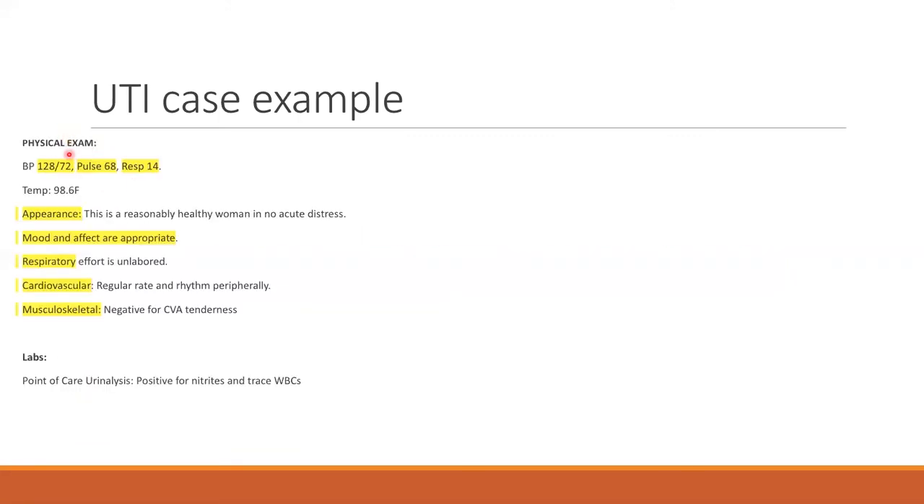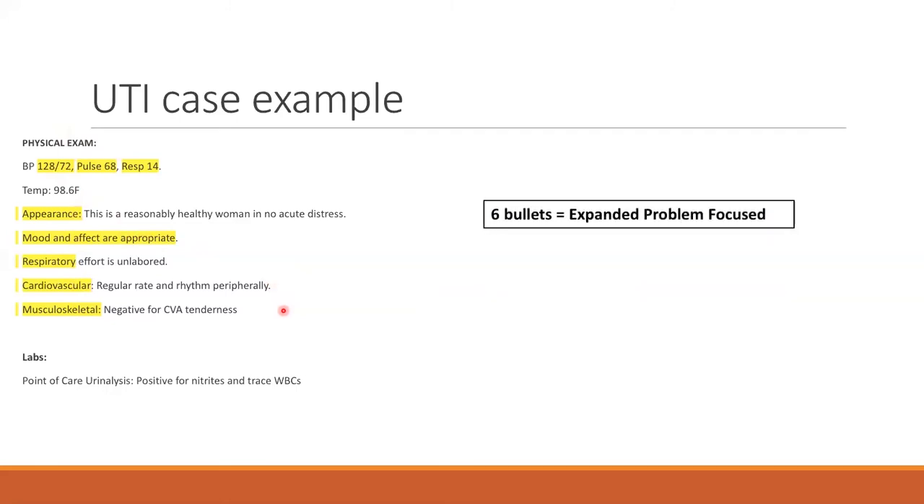On our physical exam, we took blood pressure, pulse, respiratory rate. So we got 3 out of the 6, so we're able to bullet 1 point for constitution. We have a bulleted point for appearance. This patient seems reasonably healthy, though she's not in acute stress. Her mood and affect are appropriate. Her respiratory effort is unlabored, at rest, probably I should say. Cardiovascular, regular rate and rhythm peripherally. Musculoskeletal, she's negative for CVA tenderness. So we have 6 bullets of extended problem focused.